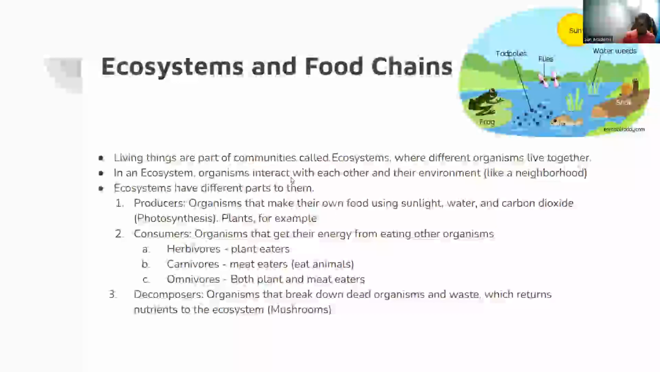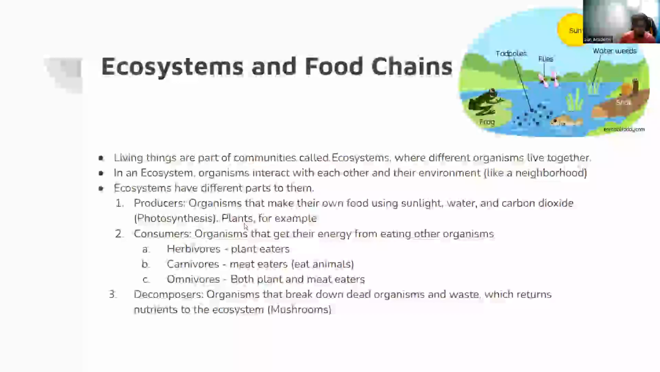They have different parts to them. So first of all, we have producers, and producers are living things that make their own food using sunlight, water, and carbon dioxide. And so I think you guys know the first two, but if you don't know carbon dioxide, that's just the gas that we breathe out, we and other animals. And this process, as I've stated before, is called photosynthesis.